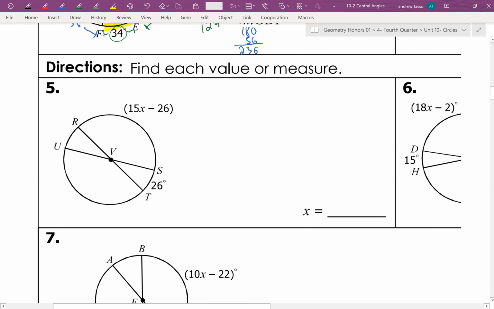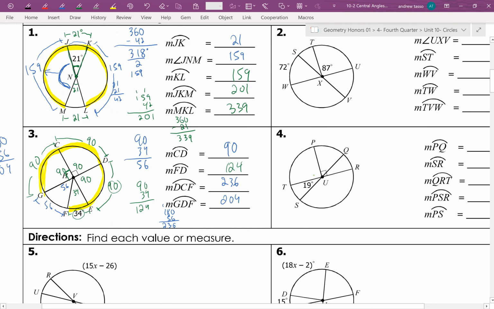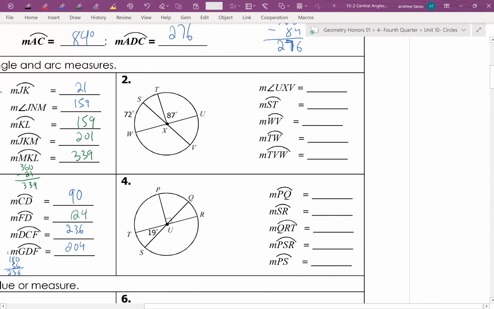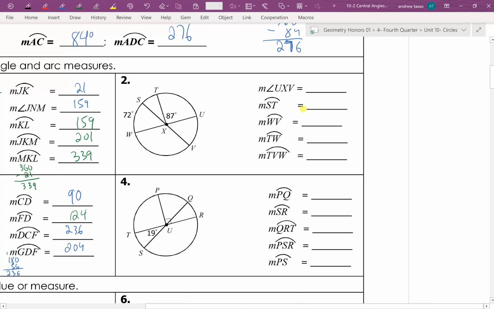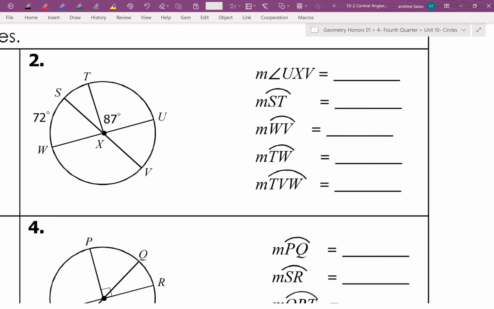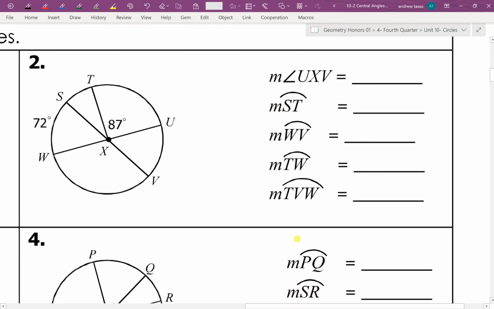Okay, so now it's your turn, guys, to try numbers 2 and 4. I'll pause while you work on those. All right, so hopefully you've had a chance to try numbers 2 and 4. So now let's check them out together. So first thing, we have 87 over here. So this arc would be 87, okay?